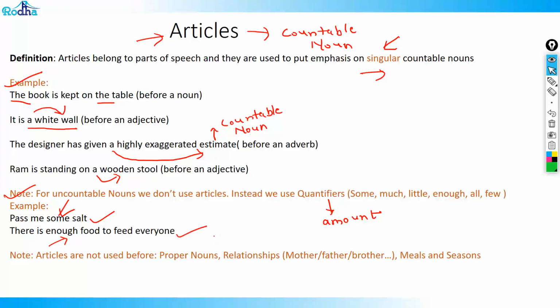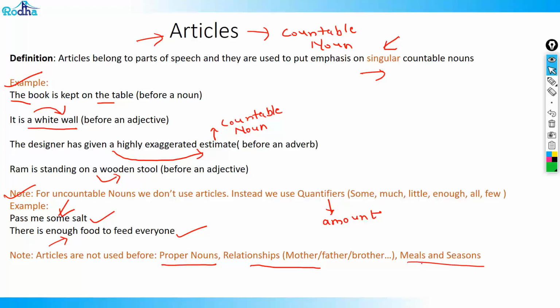So these are quantifiers. What you also need to understand is articles are not used before proper nouns. So any names, typically names which are proper nouns, we don't use any article before a proper noun. So for example, we will say Narendra Modi is the Prime Minister of India. We will not say the Narendra Modi. So the point is proper nouns don't take articles. Similarly, relationships don't take articles. When you say mother, father, brother, sister, you don't use the word the or a for that matter.